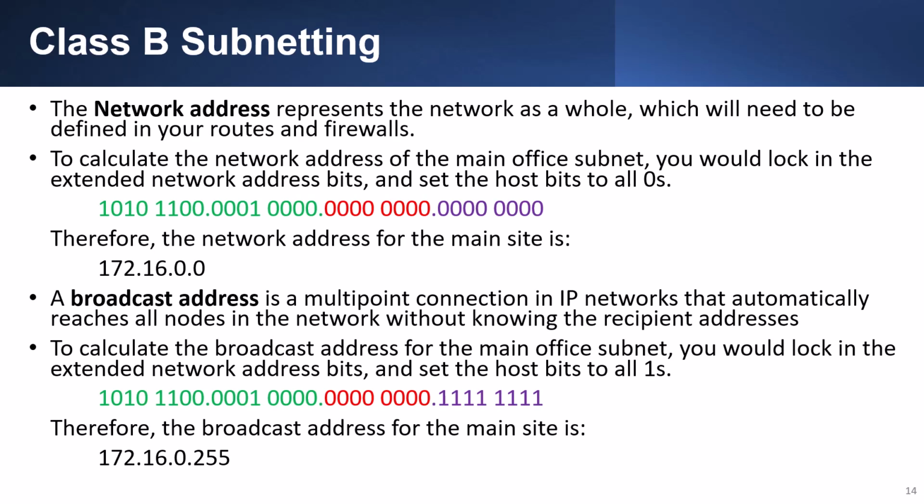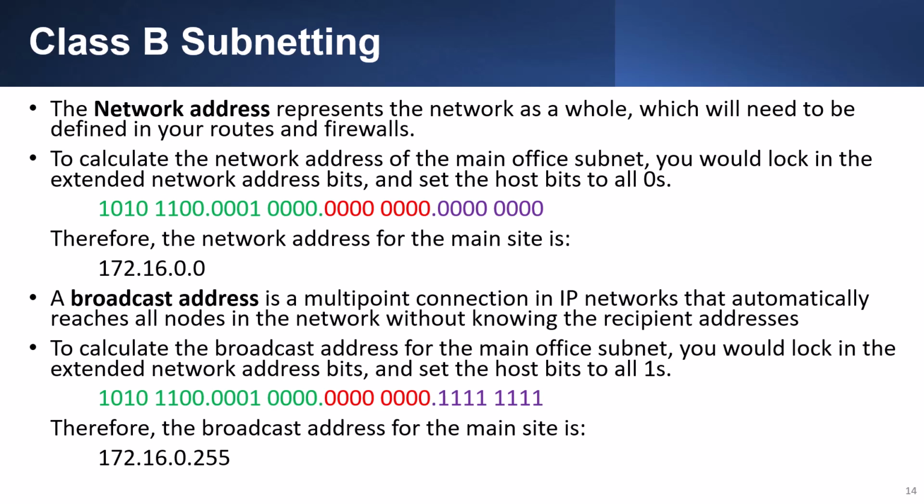The network address represents the network as a whole, which will need to be defined in your routes and firewalls. To calculate the network address for the main office subnet, you would lock in the extended network address bits and set the host bits, purple, to all zeros as shown on the screen. Therefore, the network address for the main site is 172.16.0.0.